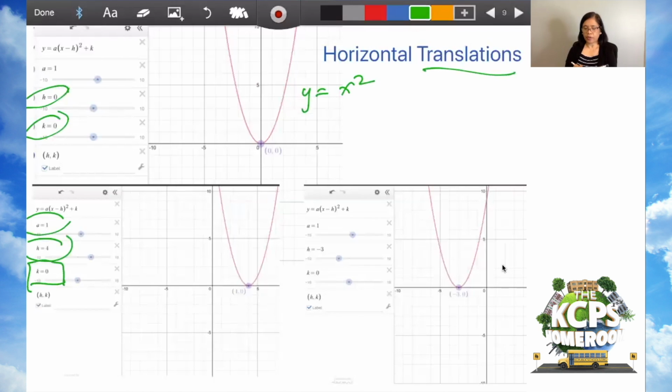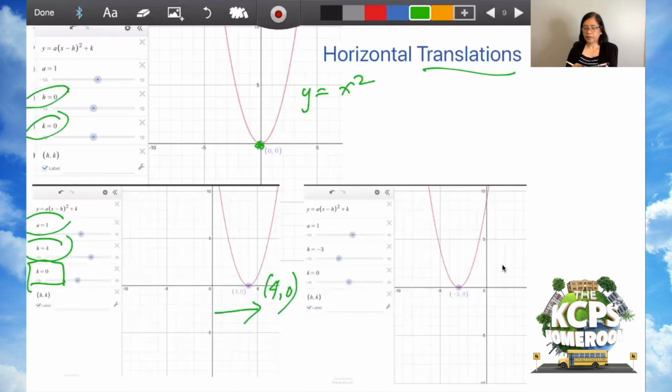h is 4, so notice that from 0, 0, our graph was moved to the right. So you now have x minus 4, and you now have the coordinates of the vertex. Look at the coordinates. This is now moved to 4, 0.